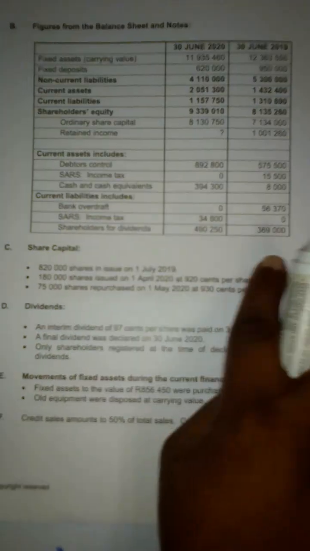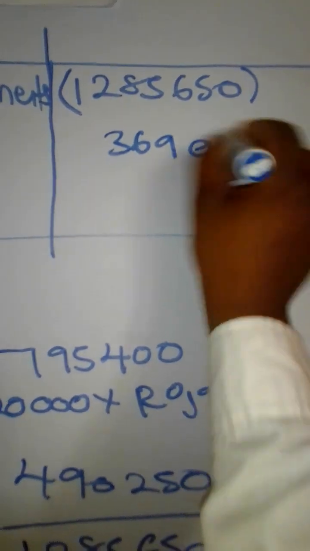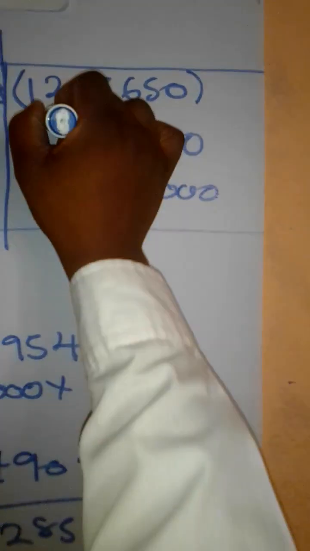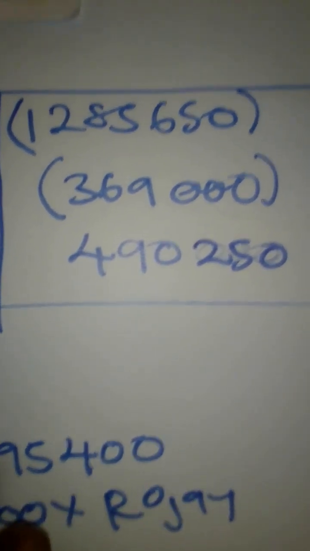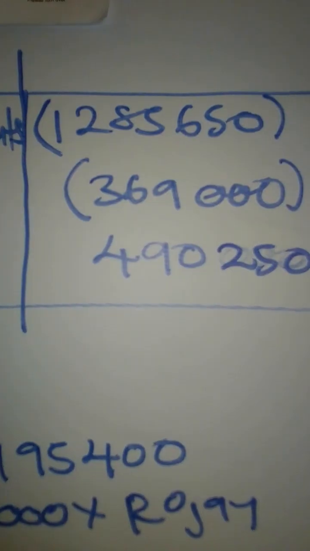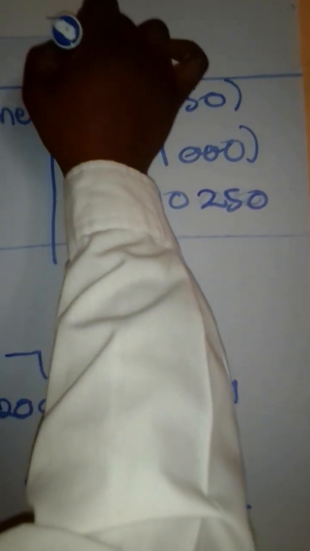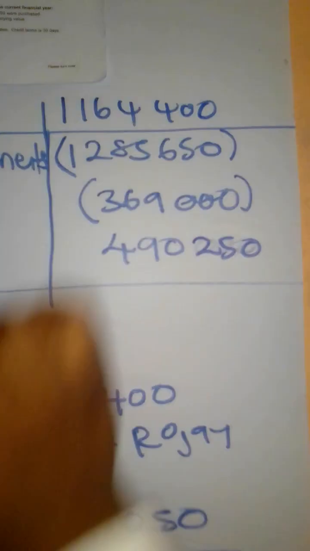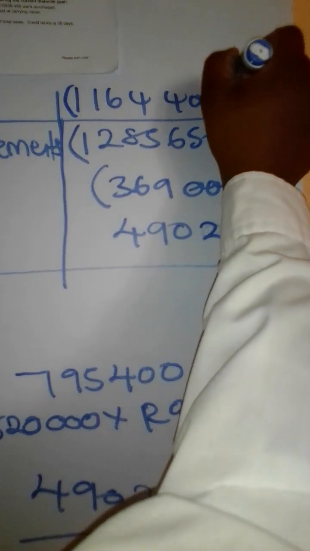The balance at the beginning of the year, we go back to the extract from the balance sheet. Shareholders for dividend at 30 June 2019, 369,000 is our opening balance. And then our balance at the end is also the shareholders for dividends at the end, which is 490,250. So we can now solve everything, and our final answer will be, let's go back to our calculators, 1,164,400. 1,164,400 is the amount for the dividends paid, and it's supposed to be in brackets.